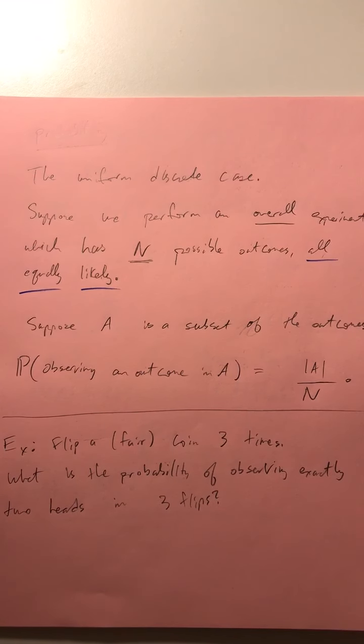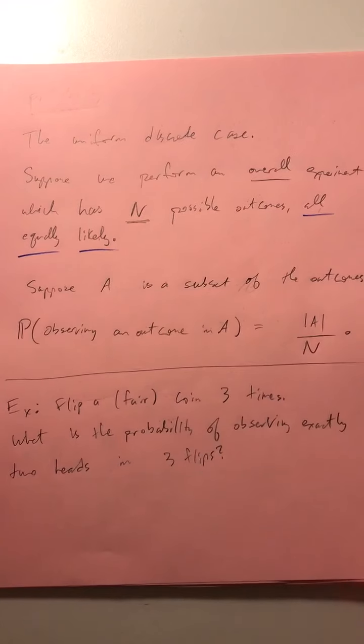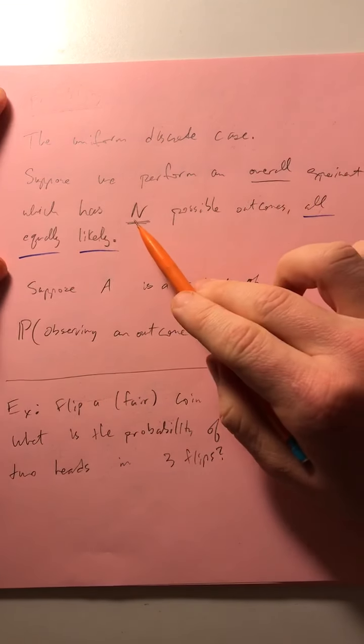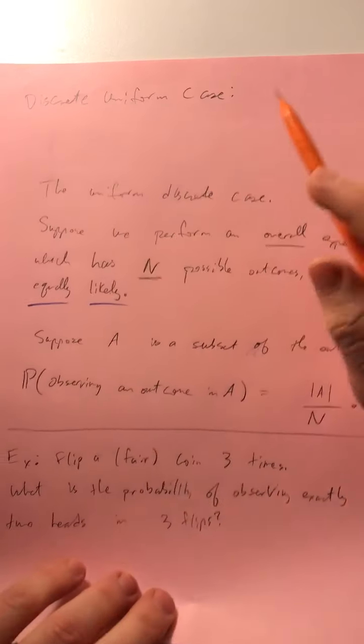Now we want to move on to the uniform discrete case, which is mostly about counting. Suppose I have some overall experiment which has some number of possible outcomes.